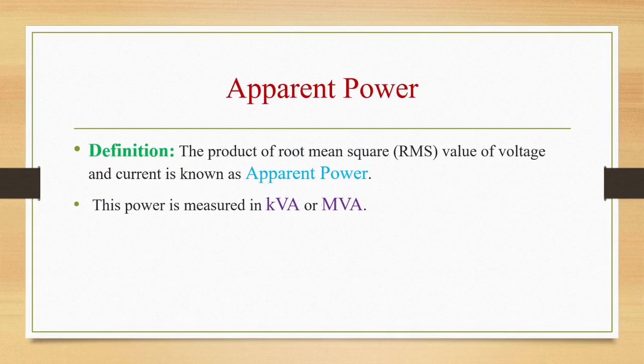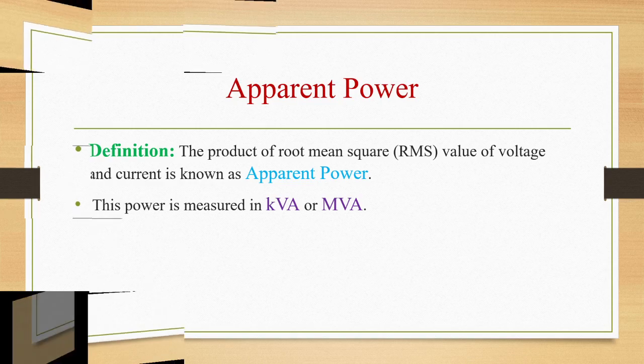Apparent power. Let us see the definition of apparent power. The product of root mean square value of voltage and current is called apparent power, and apparent power is measured in kilovolt ampere or megavolt ampere.